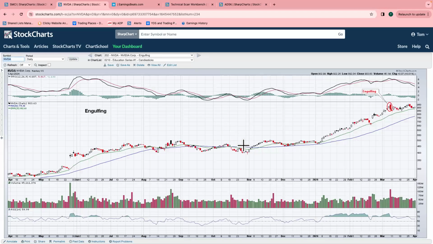NVIDIA. So I showed you bullish engulfing candle. Look at NVIDIA going up, up, up, up, up. Look at that reversing candle engulfing where it opens, gaps up, completely engulfs the prior day's candle. And look at the volume.